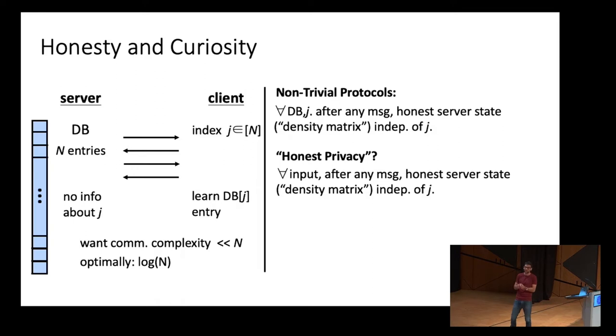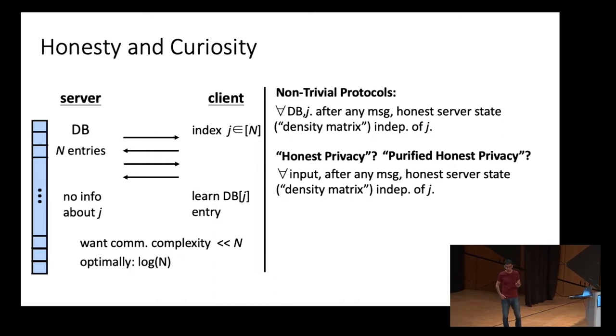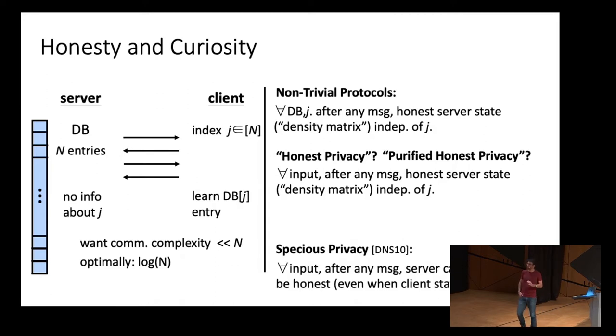So we want to require that at any point in time, the server does not have information about J. This is what I call honest privacy. You can also think about a slightly stronger version, because I told you that the server can destroy information at the end of the protocol, but perhaps it's also not fair to ask it to destroy information during the protocol. So you can think about a purified honest model where we just assume that the server cannot perform any measurement. So this is sort of the honest model.